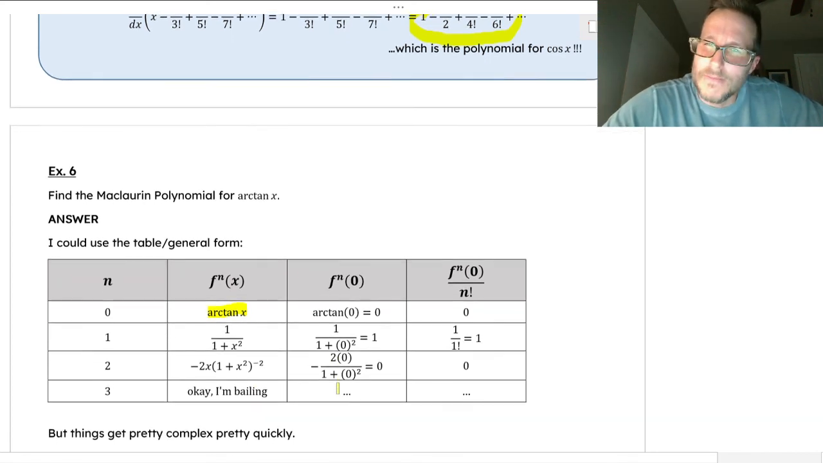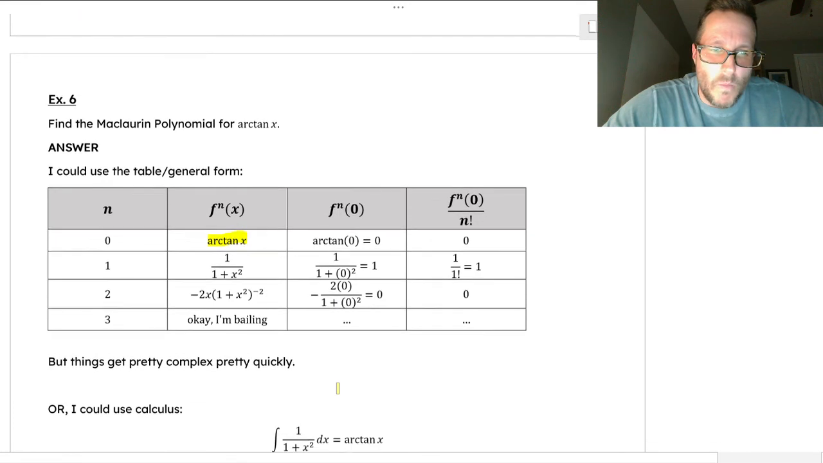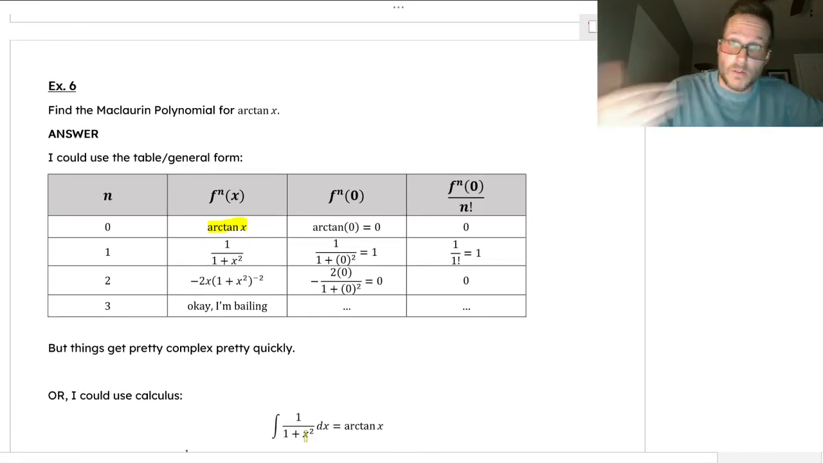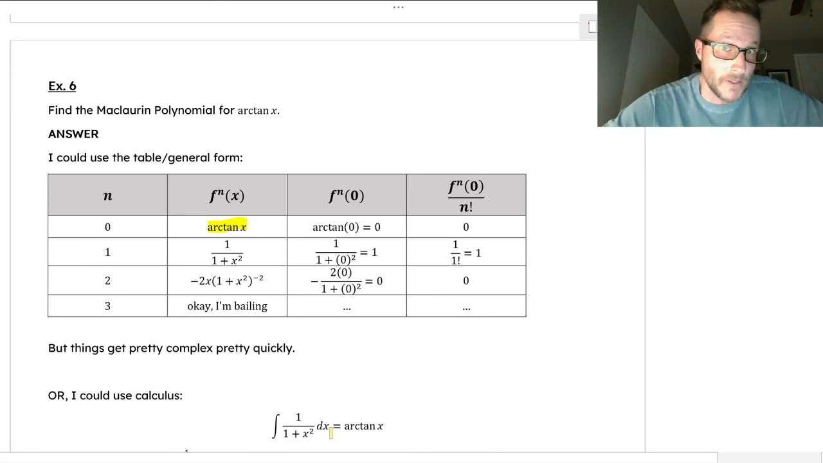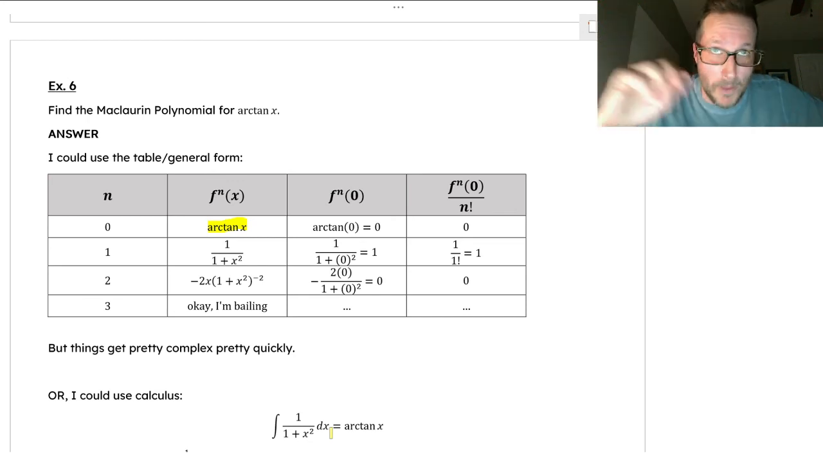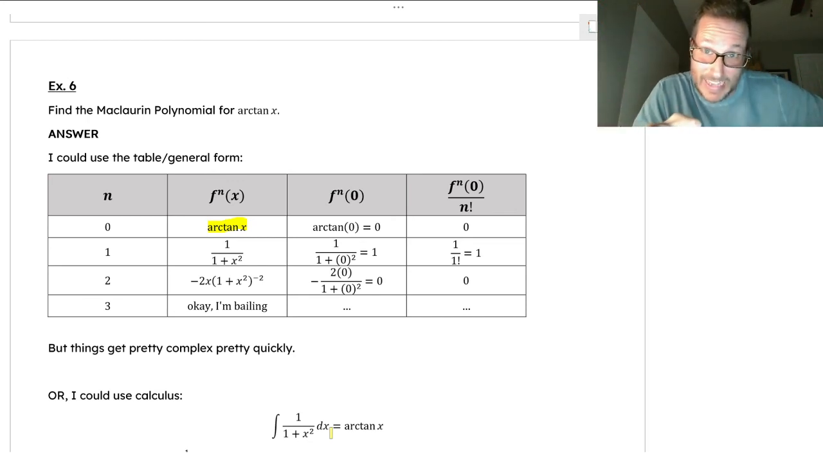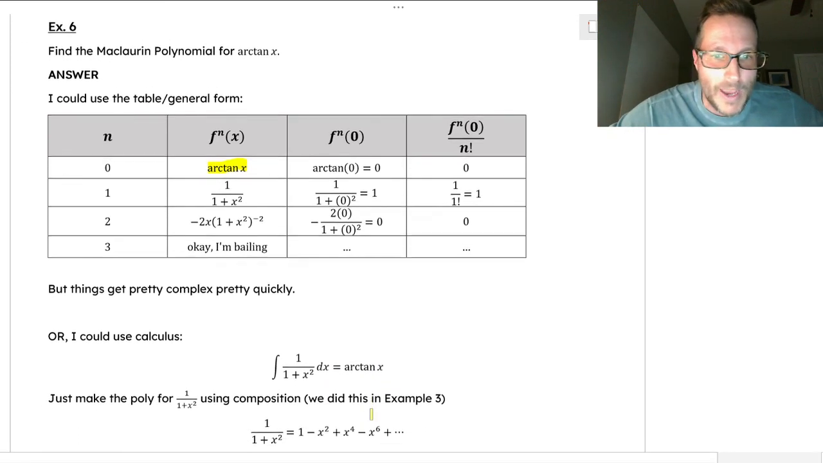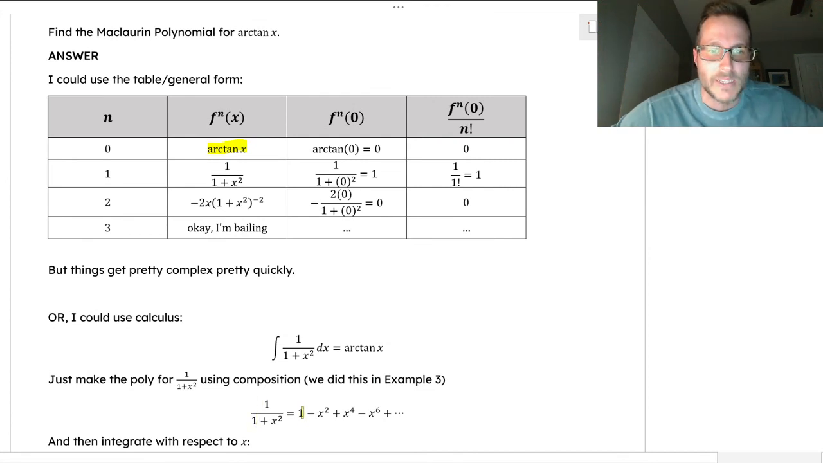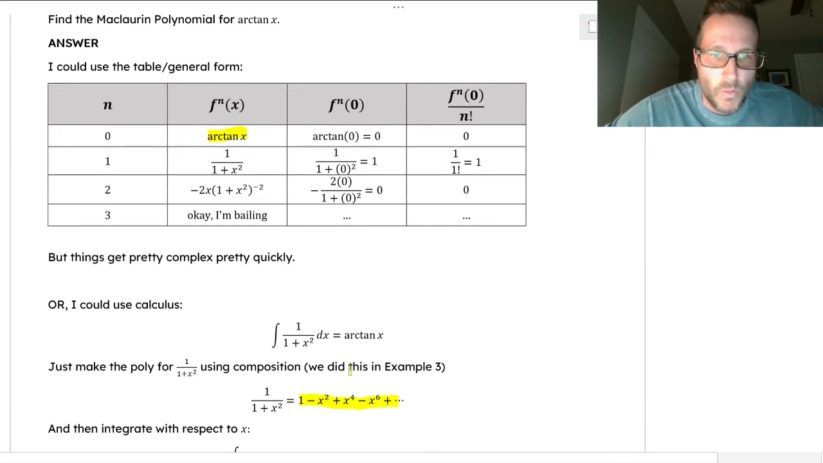So here's what I can do. Now, we know that the integral of 1 over 1 plus x squared is arctan x. And I bet you know how to make the function 1 over 1 plus x squared pretty easily. Can't you? It's just a geometric series whose first term is 1, whose common ratio is negative x squared. We did it a couple examples ago. Let's go back. We did it already. 1 over 1 plus x squared was this critter right here. And guess what we're going to do? That's right. We're going to swap it out for the function 1 over 1 plus x squared.